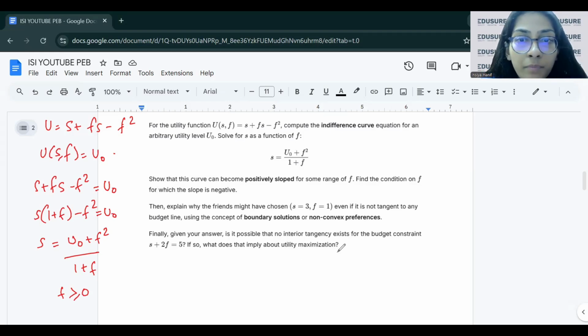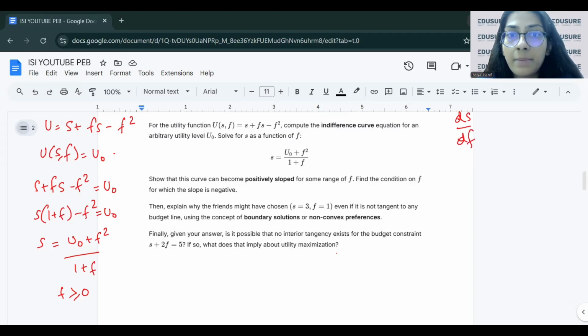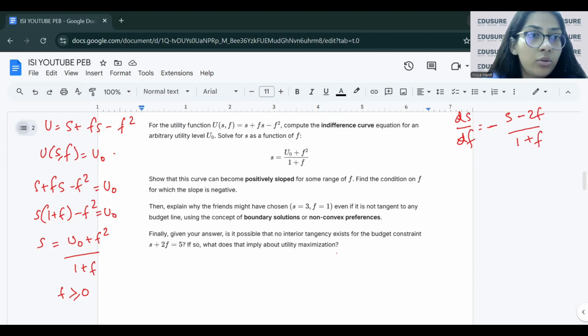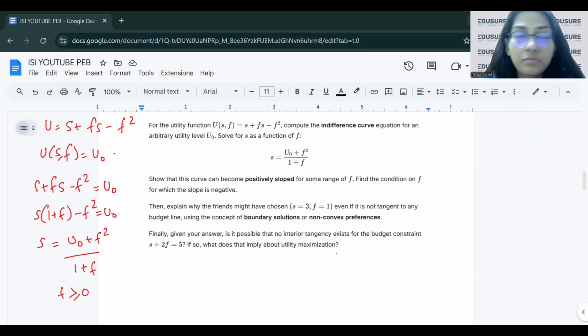Now next part. Show that this curve can become positively sloped for some range of f. Find the condition on f for which the slope is negative. Okay, let's do that. तो हमें differentiate करना पड़ेगा. So basically हमने calculate किया था, right? ds by df, which is the MRS. Usually MRS negative होता है. So this we had gotten, right? अगर ये भी नहीं तो मैं आपको derive करके बता सकती हूँ.